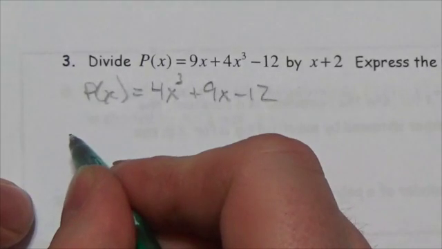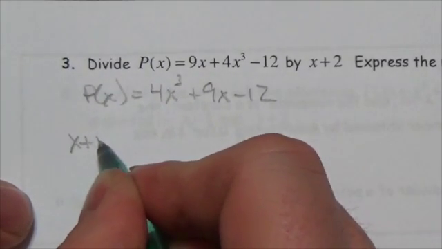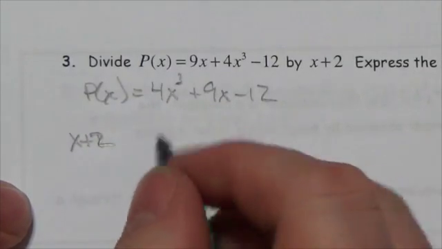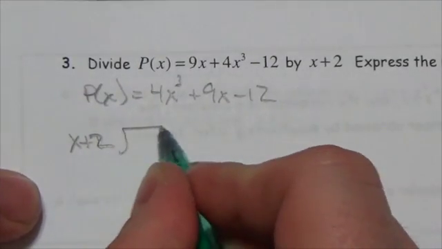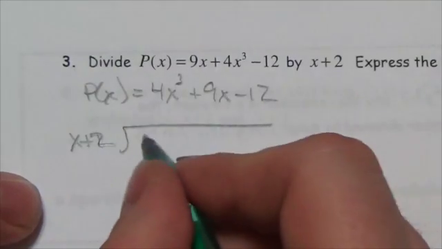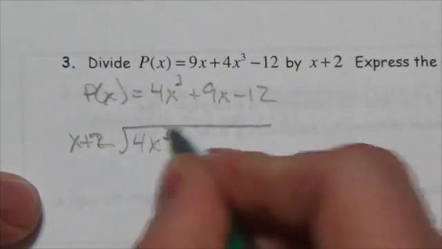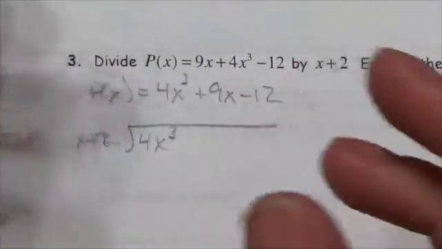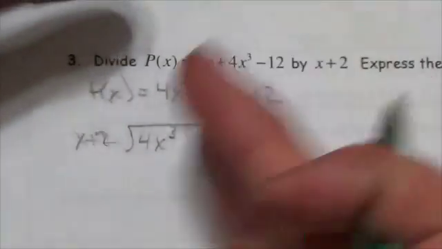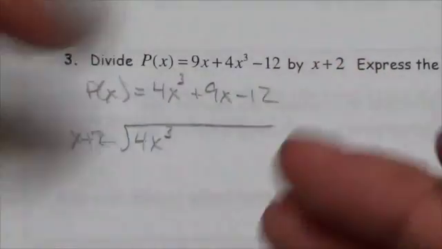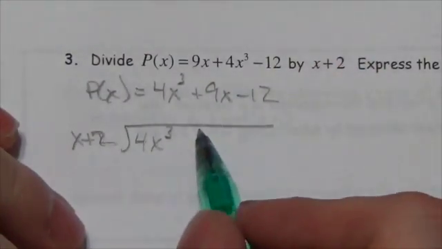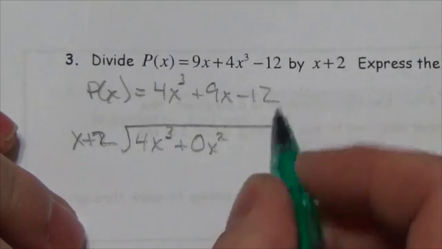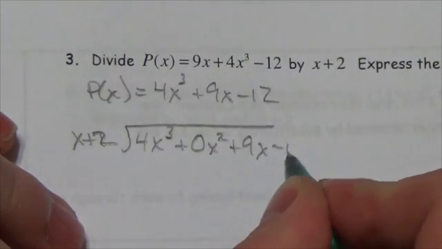So I'm going to put my divisor out here, x plus 2. I don't know why I wanted to write something other than 2 there, but anyway. And my dividend here is going to be 4x cubed. Now, before I keep going here, I'm going to end up doing some subtraction. I know that, and I know that I'm going to eliminate the highest degree term first and so on. But there's a gap here. There's actually a 0x squared here, and then the 9x minus 12.